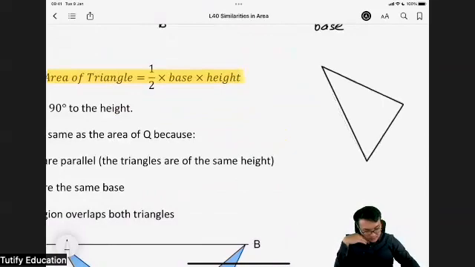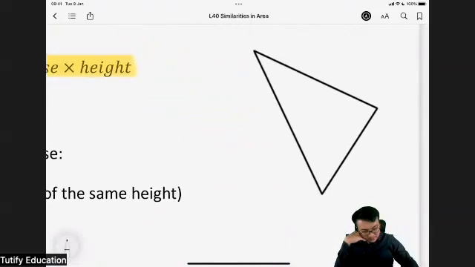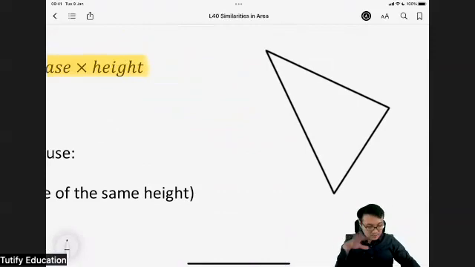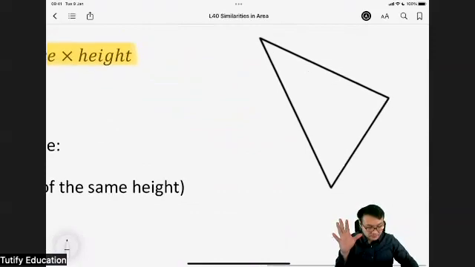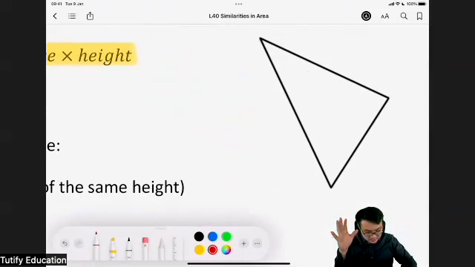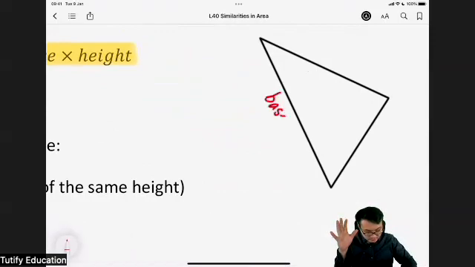Okay. So, Ben, over here, this triangle is slanted. If I were to say that this is the base, the height must always be how many degrees to the base? 90. 90 degrees. Very good.